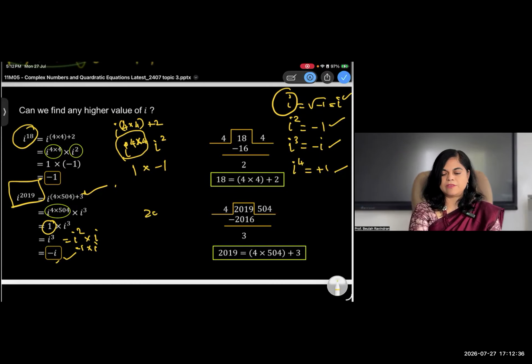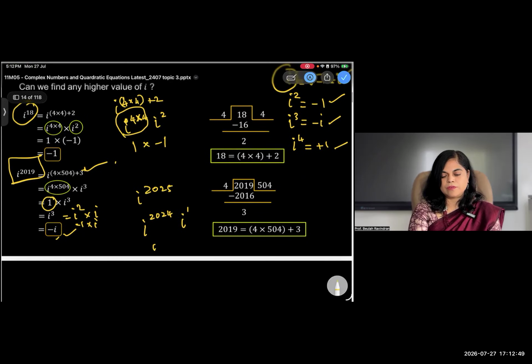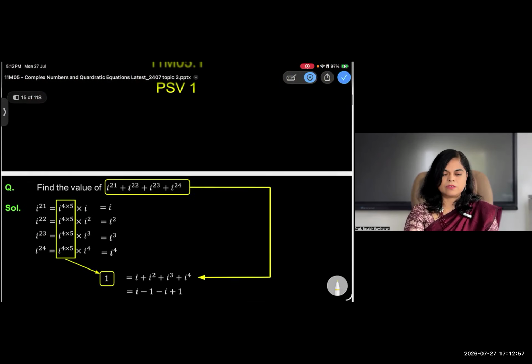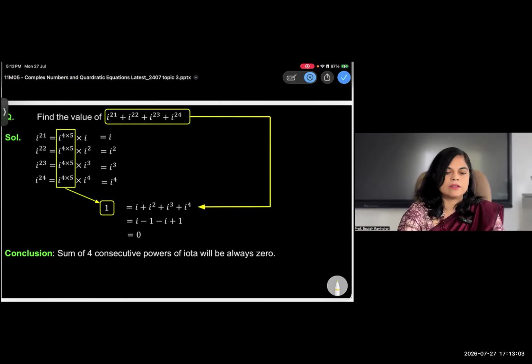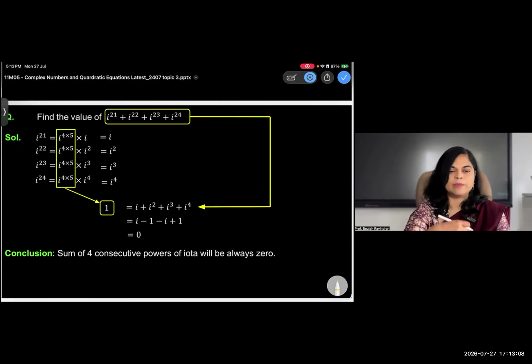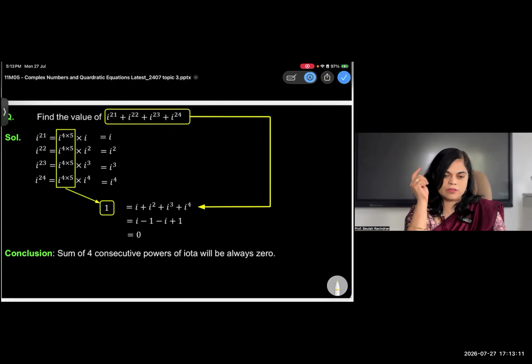Suppose you are given i power 2025, then you have to divide this by 4. So i power 2024 is a multiple of 4, right? And then i power 1. So i power 2024 will be 1, times i. So that is equal to i. Can you understand? All these come under this kind of thing. You must understand, i power 4 is equal to 1, and after that it repeats, every group of 4 powers resets back to the beginning.